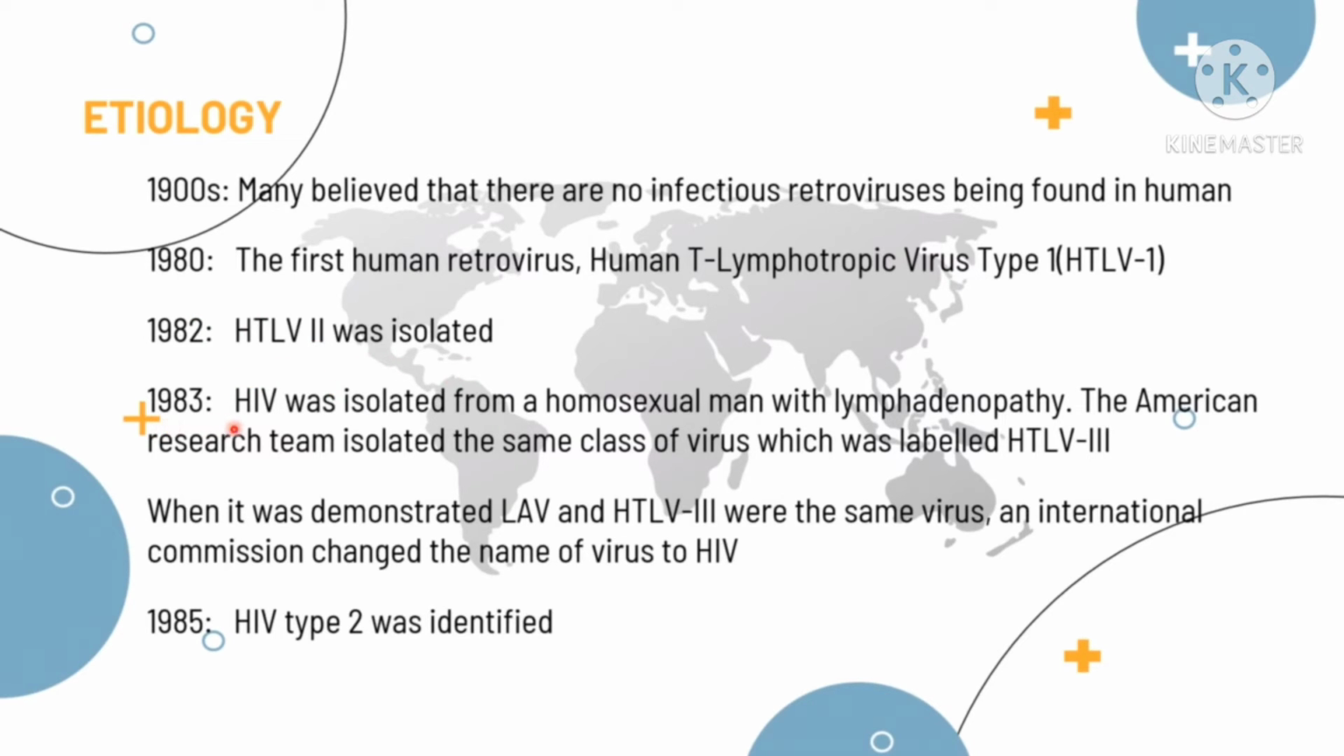In 1983, HIV was isolated from a homosexual man with lymphadenopathy, and an American research team isolated the same class of virus, which was labeled HTLV-3. When it was demonstrated that LAV and HTLV-3 were the same virus, an international commission changed the name of the virus to HIV. And in 1985, HIV type 2 was identified.